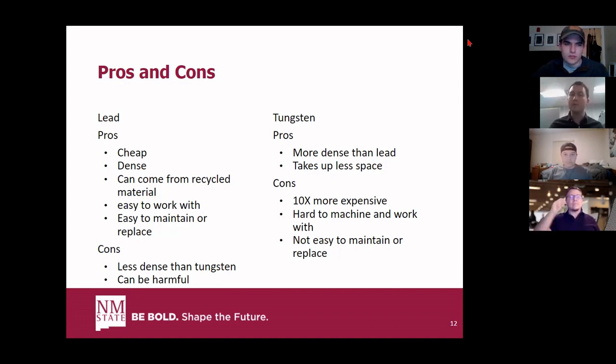The pros of tungsten are that it's more dense than lead and it takes up less space. The cons are that it's 10 times more expensive, it's hard to machine and work with, and it's not easy to maintain or replace.